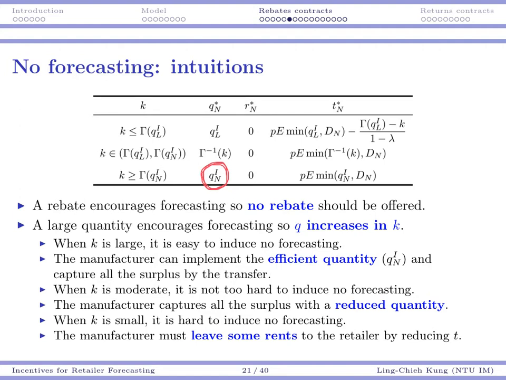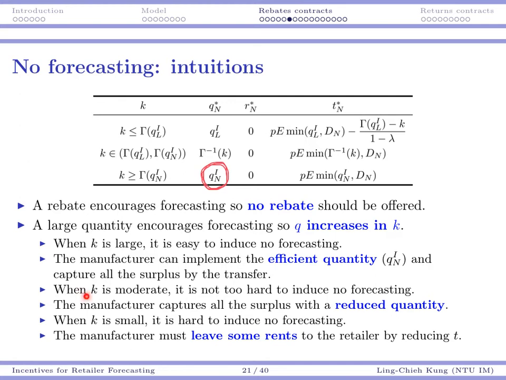But if the manufacturer wants the retailer not to forecast, and the retailer himself also wants not to forecast because the cost is so large, if K is large enough, then there is no incentive misalignment between these two players, because both of them prefer no forecasting. Then we can achieve system optimality, because there is no incentive misalignment and no private information. There is really nothing that we need to worry about. So we can implement the efficient quantity and the retailer will be willing to accept that.